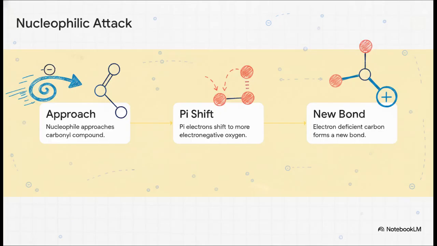Picture this sequence like a fast-paced sports play. Step 1, an electron-rich nucleophile aggressively rushes a carbonyl compound. Step 2, the pi electrons in that double bond instantly retreat, shifting completely over to the more electronegative oxygen atom.